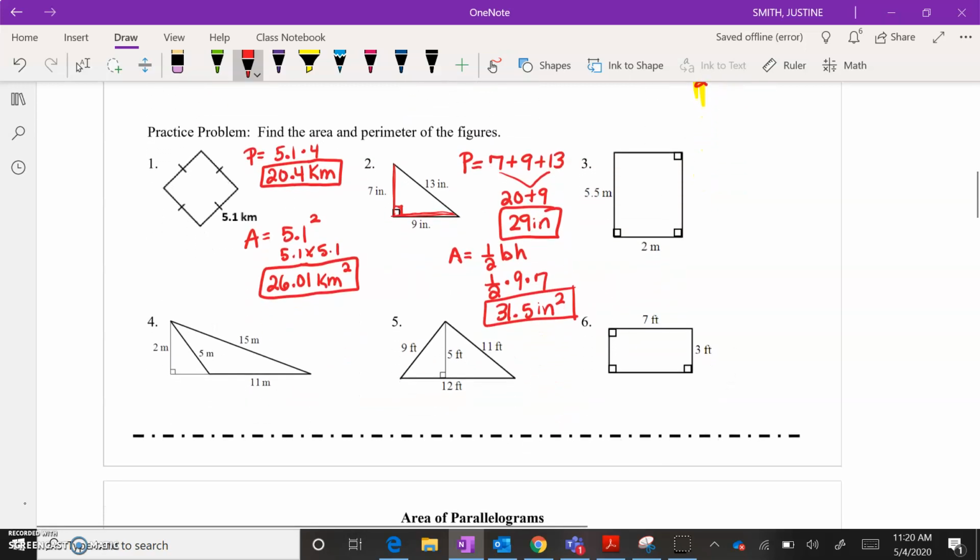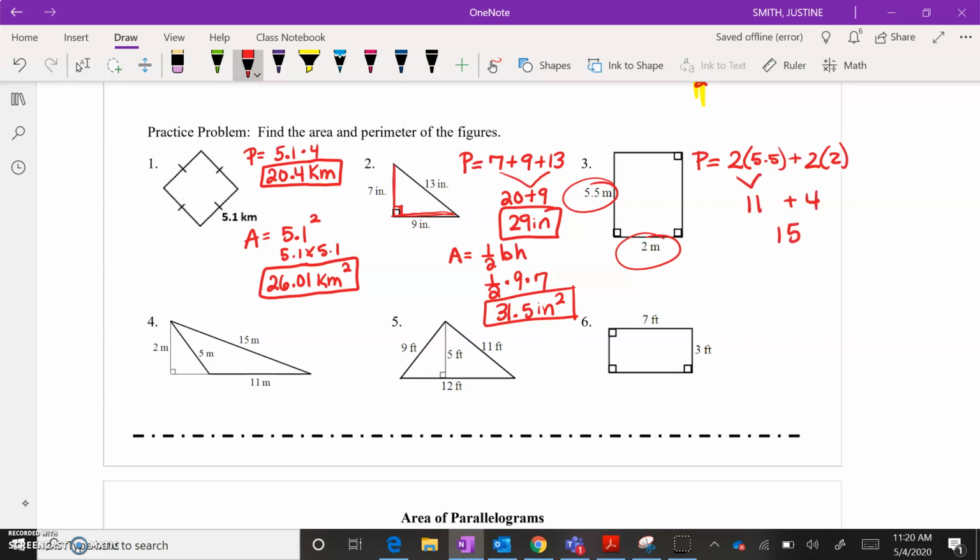For number 3, we have a rectangle. Again, for perimeter, I'm going to do 2 times 5.5, because there are 2 sides of those, plus 2 times the 2, since there are two sides of those. This gives me 11 plus 4, which gives me 15 meters for my perimeter. For my area, I'm just doing the base times the height, or length times the width. So I'm doing 5.5 times 2, which gives me 11 meters squared.